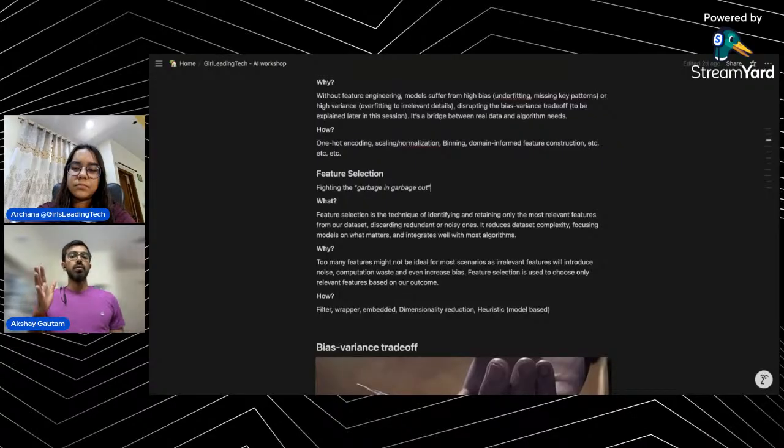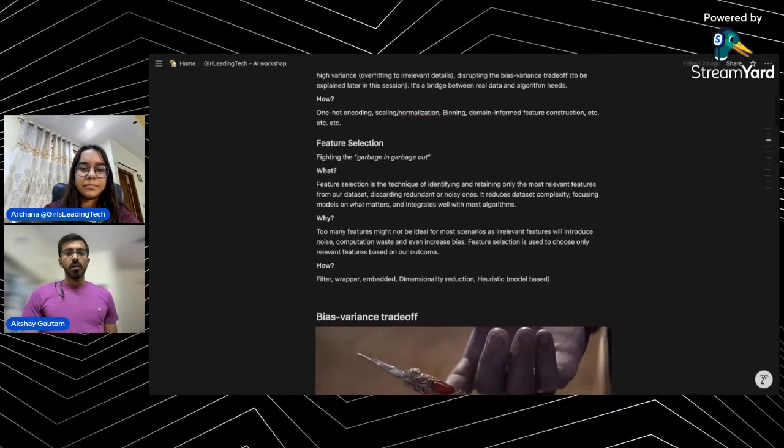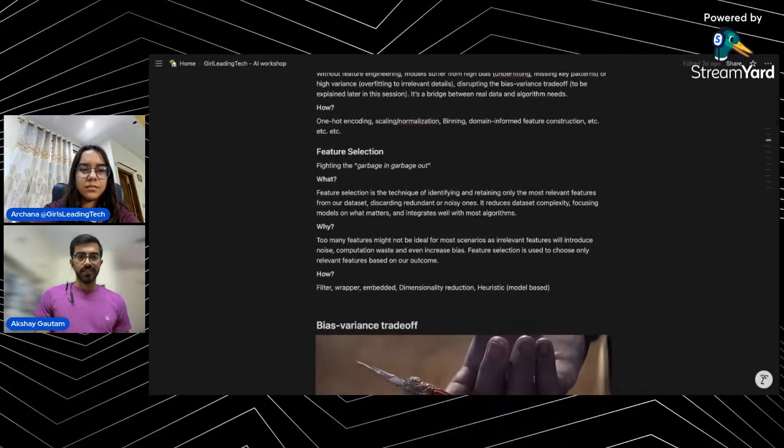Feature selection reduces data complexity, focusing models on what matters. And again, not every model wants every feature. Certain types of models want certain types of features, right? If we provide every model every feature, you will be left with something below par, something terrible, a garbage in, garbage out type of model. So why do we even do it, right? Why do we even do it?